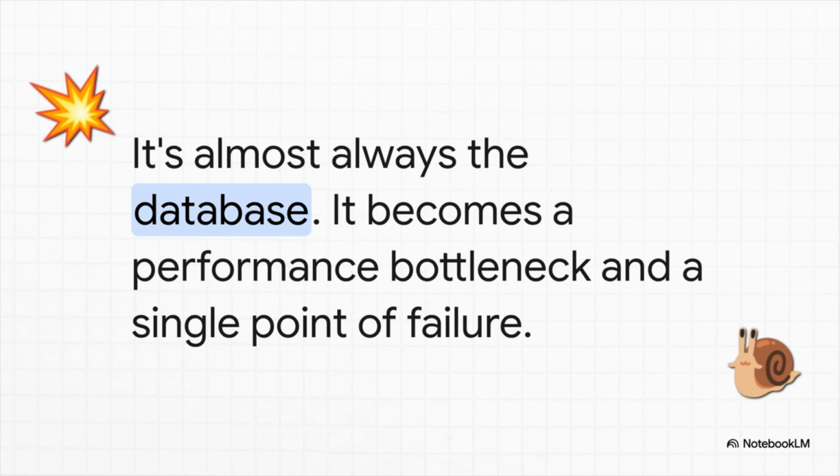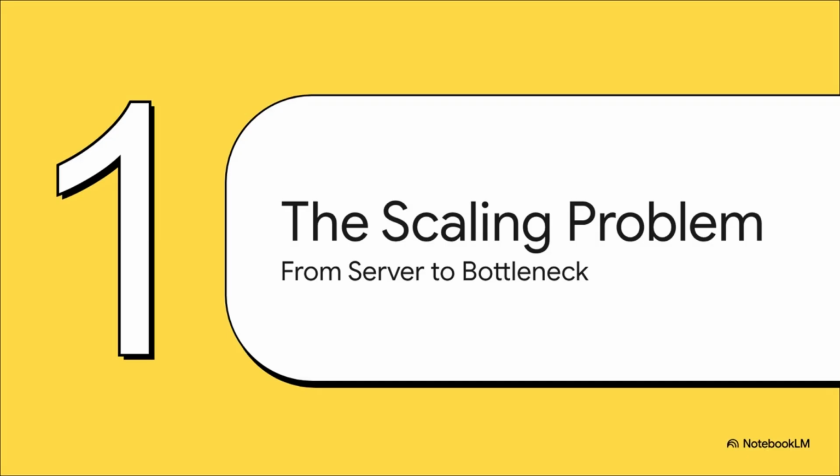It quickly becomes this massive performance bottleneck that slows everything down for everyone. And even worse, it's a single point of failure. If that thing goes down, your whole app is just gone. Toast! To really get why this happens, let's actually walk through the life of a typical app as it grows. We'll see exactly where things start to go off the rails.